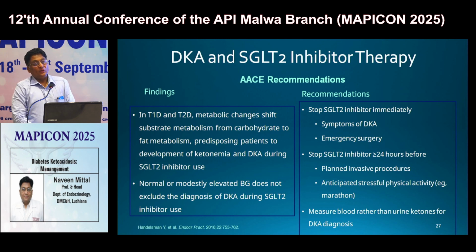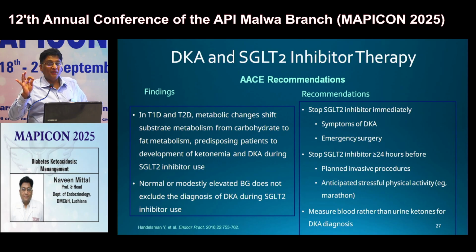ये बड़ा इंपॉर्टेंट है, SGLT2 inhibitor. For last 5 to 10 years we are using SGLT2 inhibitors and now GLP-1 receptor agonist in type 2 diabetes. होता क्या है, when you are using SGLT2 inhibitors, they shift the metabolism from glucose metabolism to fat metabolism, predisposing the patient to ketonemia and diabetes ketoacidosis during SGLT2 inhibitor use. And these patients might be having normal blood sugar and modestly elevated blood sugar, and yet they land up in ketoacidosis.